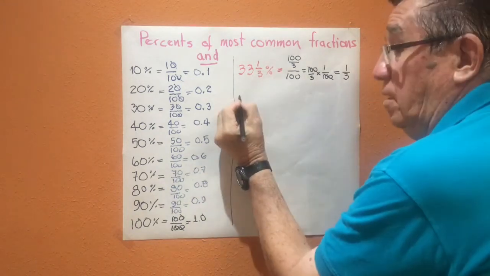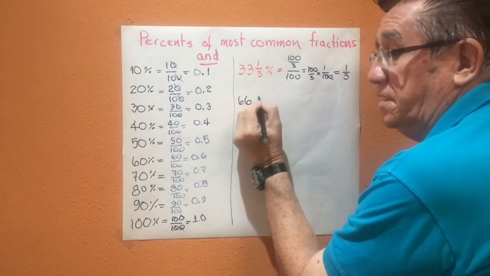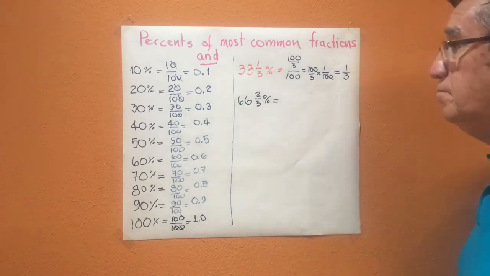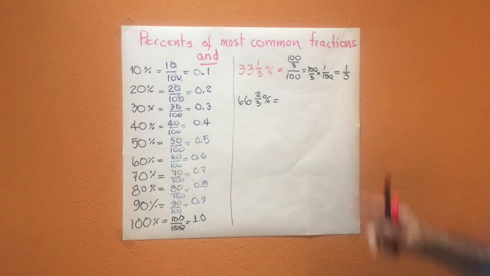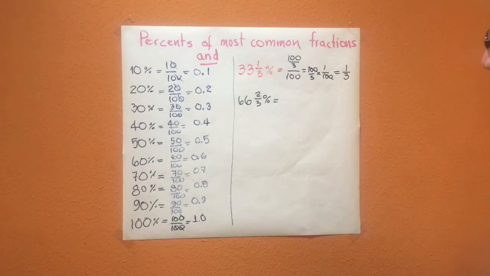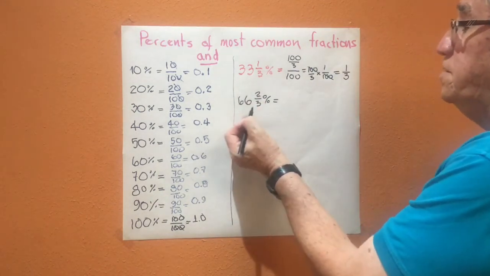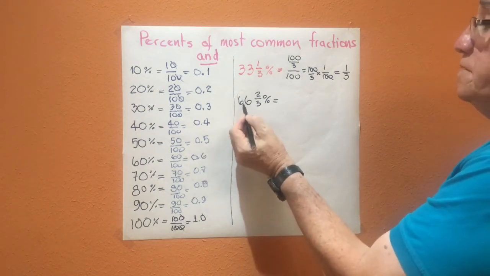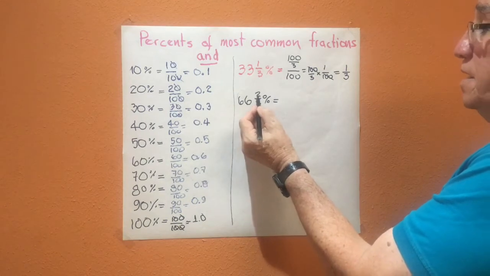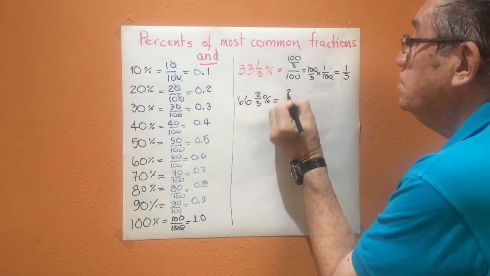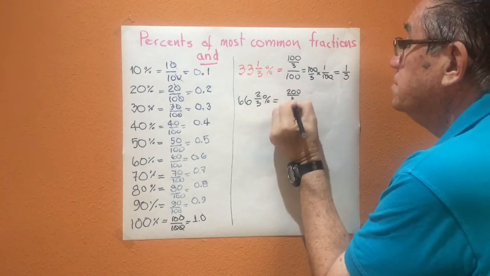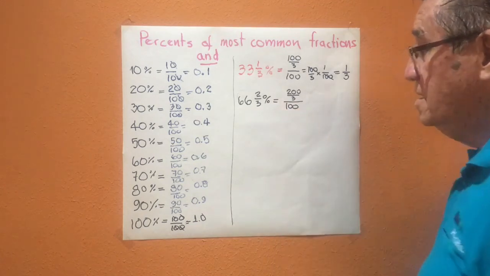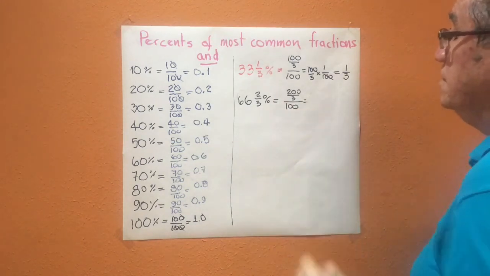Let's see another example. Let's see that we have 66 2/3 of a percent. How much is going to be my fraction? I want to change it into a fraction. Well, I have to convert this mixed number into an improper fraction. So if I multiply 66 times 3 and I add 2, I will get 200. 200 thirds. But since it's a percentage, it should be divided by 100. Okay? Now I have to do this.